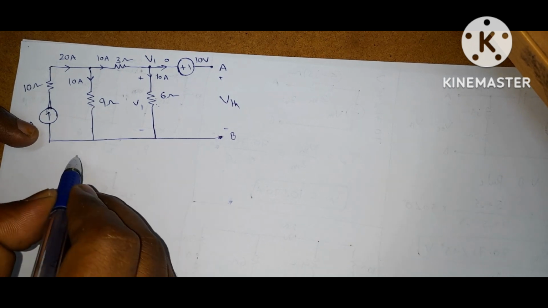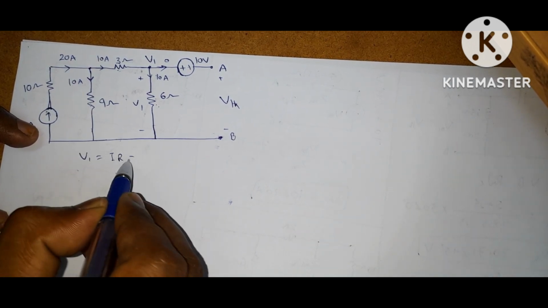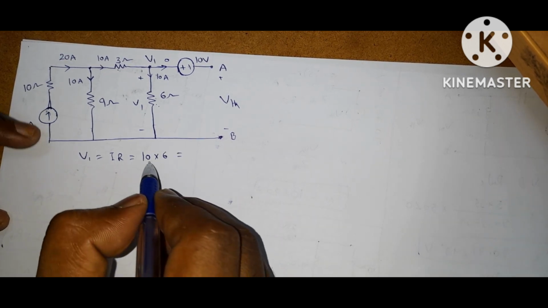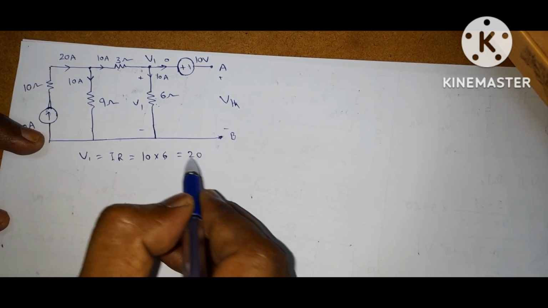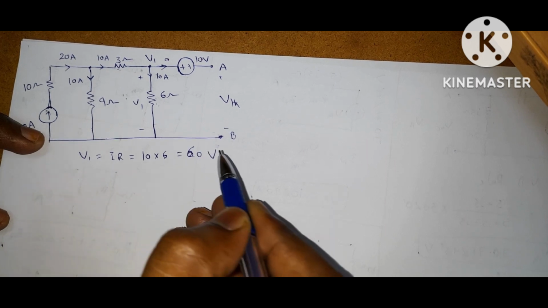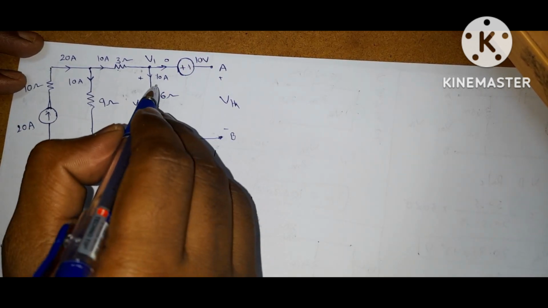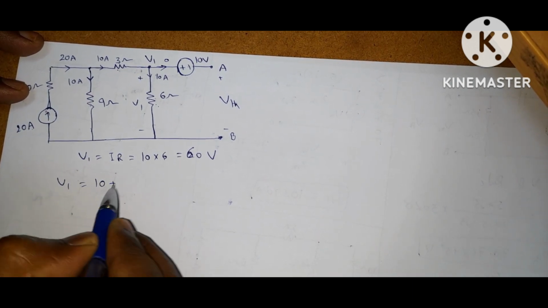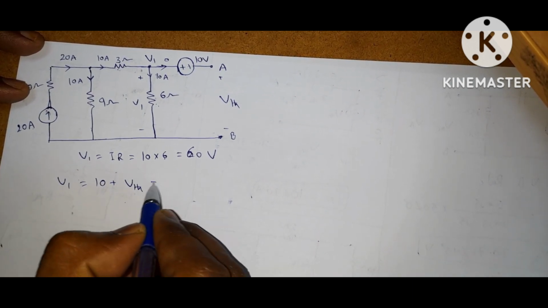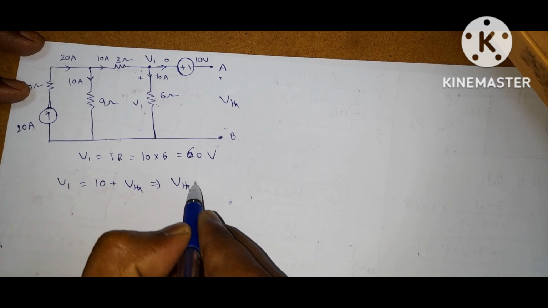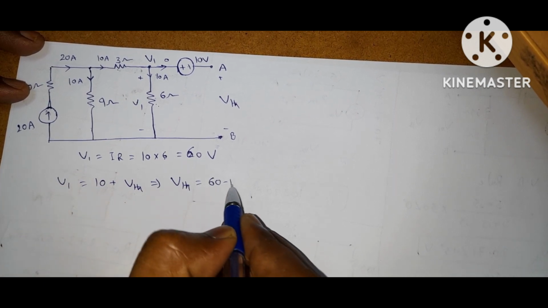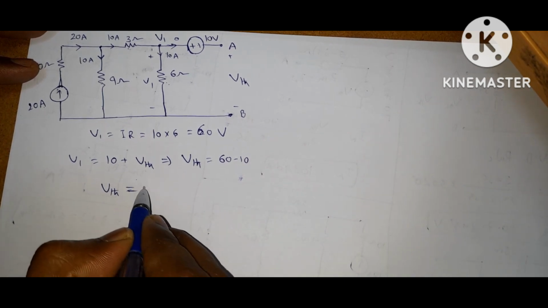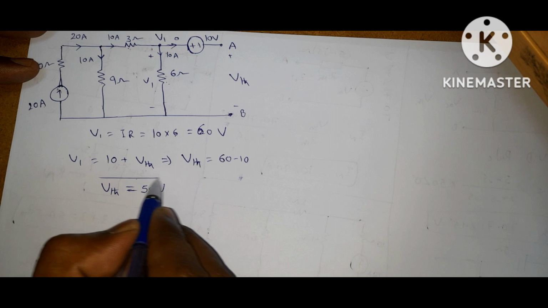Now what is V1? V1 is equal to IR. The current is 10 and the resistance is 6. So you will get, sorry, this is 60 volts. By KVL, apply KVL for this loop. V1 is equal to 10 plus VThevenin. From this, VThevenin is equal to 60 minus 10. So VThevenin is equal to 50 volts.